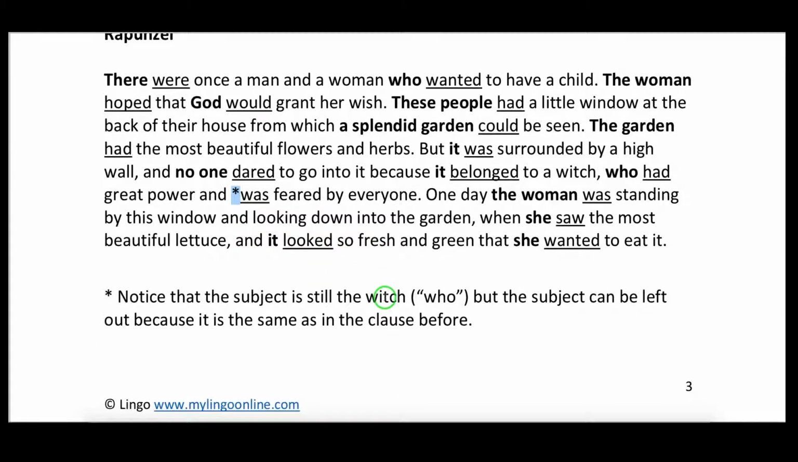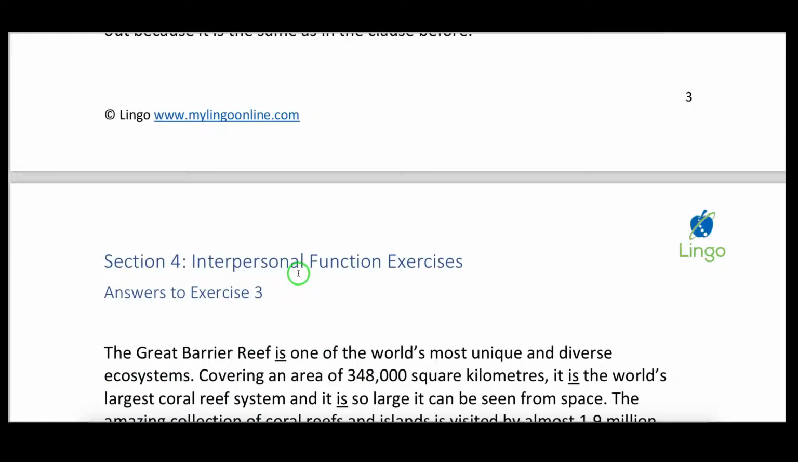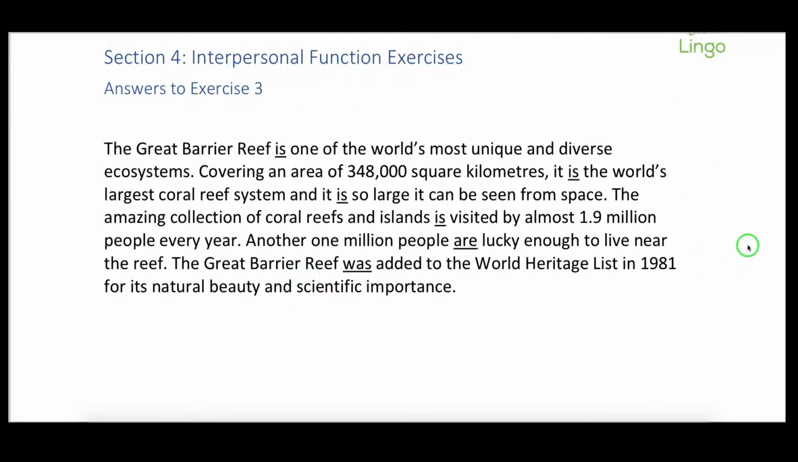Okay? And the rest of these examples are pretty straightforward, I think. So I won't explain them just now. Now, the third exercise here is a little text about the Great Barrier Reef, and the finite element is missing, and you have to put it in. In each case, the finite is some form of the verb to be. So, is, are, was, were, and so on.